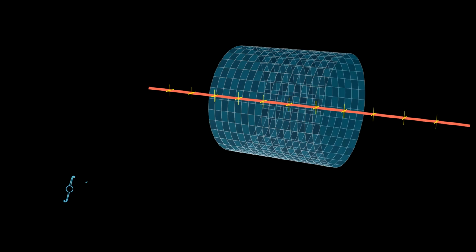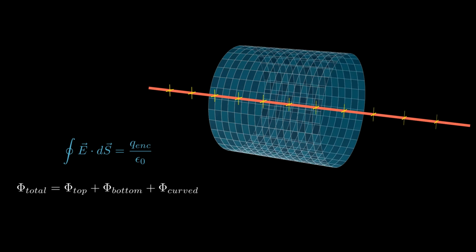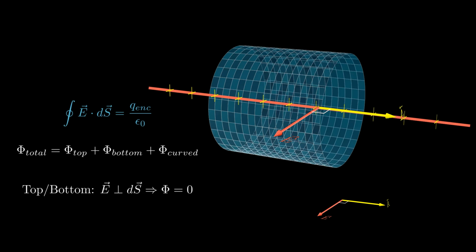The total flux is the sum of the flux through three specific parts: the top cap, the bottom cap, and the curved side. Now let's look at the flat ends. The electric field points radially outwards, but the area vector points up or down. Since they are perpendicular, their dot product is 0. So the top and bottom caps contribute nothing to the flux.